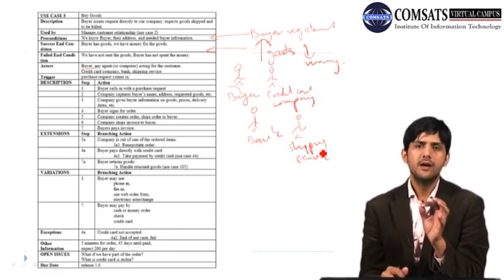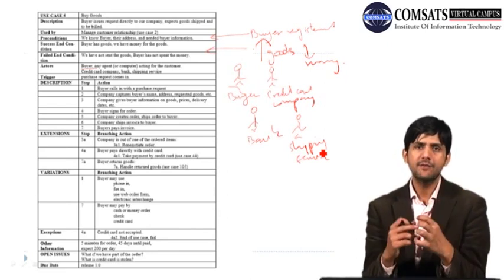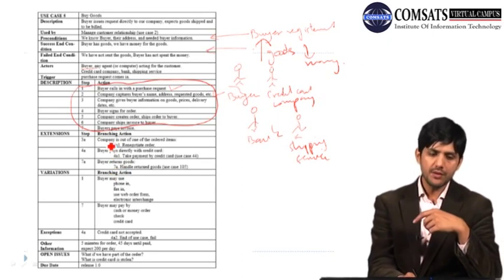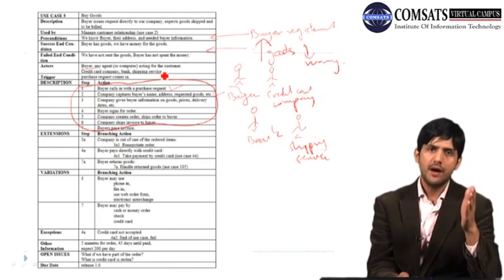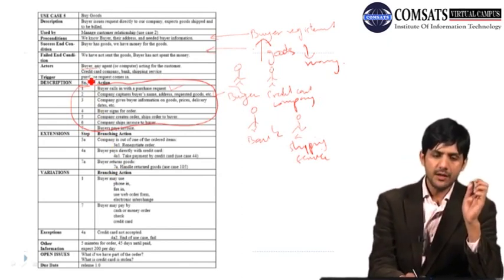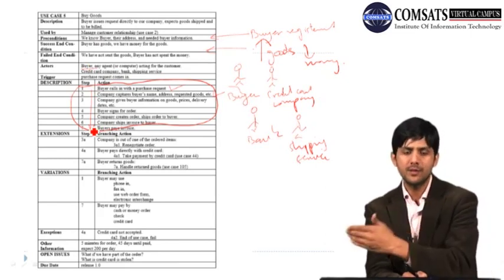So what is the trigger? The trigger when this use case would be active is when a purchase request comes in. So this is what I was talking about, that a use case text normally gives us lots more information than a use case diagram, because in this description portion, in the steps, we show how the actor would interact with the system.